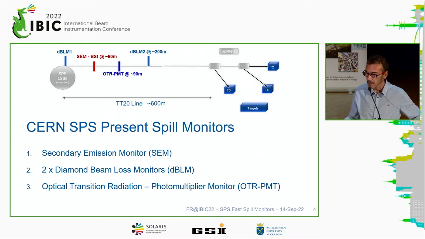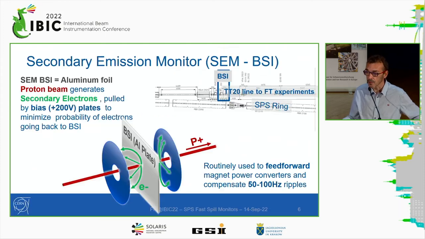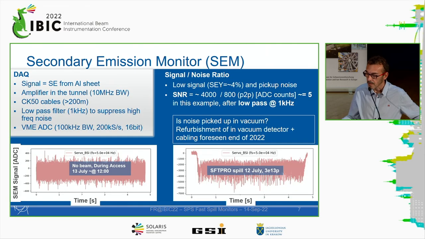At the moment, in the first 200 meters of the transfer line, after the SPS extraction, we have three types of monitors. The first one is based on secondary emission. The protons pass through a very thin aluminum foil and generate secondary electrons, and by counting the number of secondary electrons, we try to reconstruct the spill structure. This is a very robust system, and it is operationally used as a feed forward, and it was used in the past also as an online feedback for compensating 50 and 100 hertz ripples in the power supplies of the equipment for the extraction.